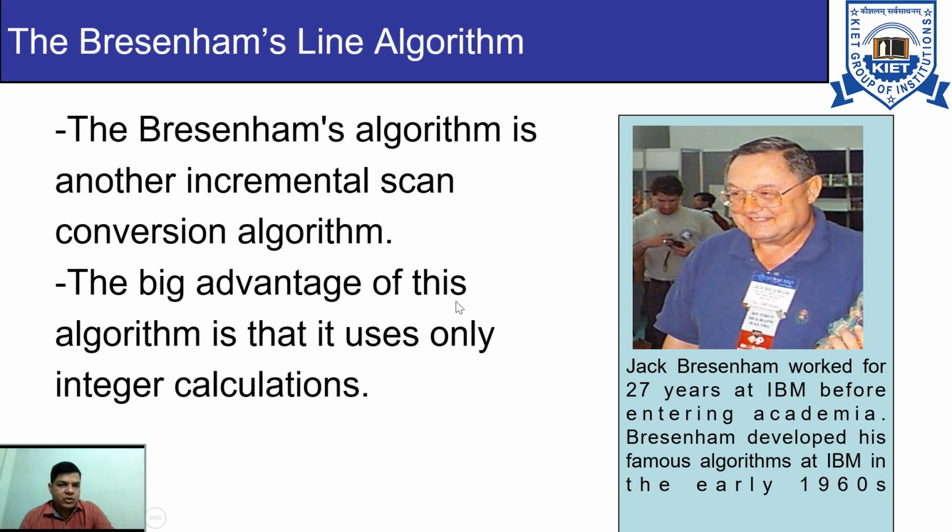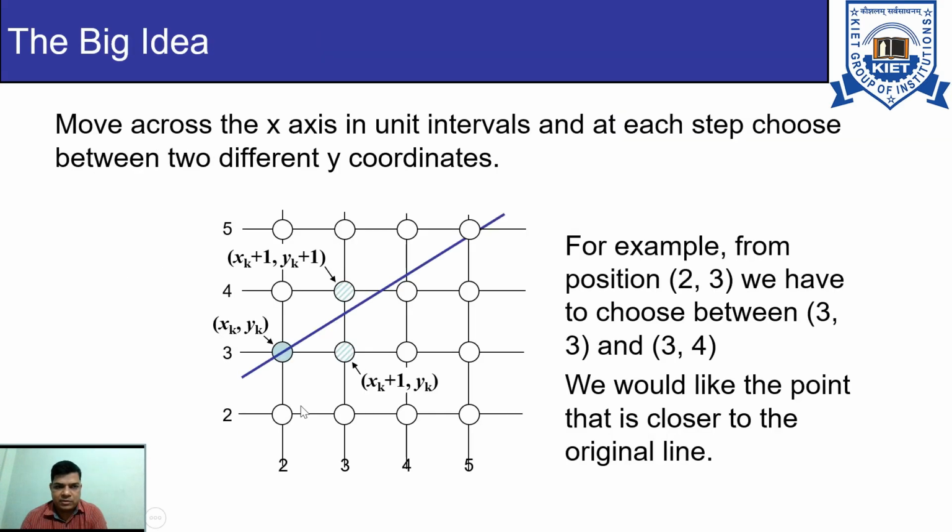So the major advantage of Bresenham's algorithm is that we have only integer calculations, while in the case of the DDA algorithm we know that we are also using floating point calculations, and floating point calculations are time consuming on a computer system. So that was the main limitation of the DDA algorithm, and in this algorithm all the calculations that we are using are integer calculations.